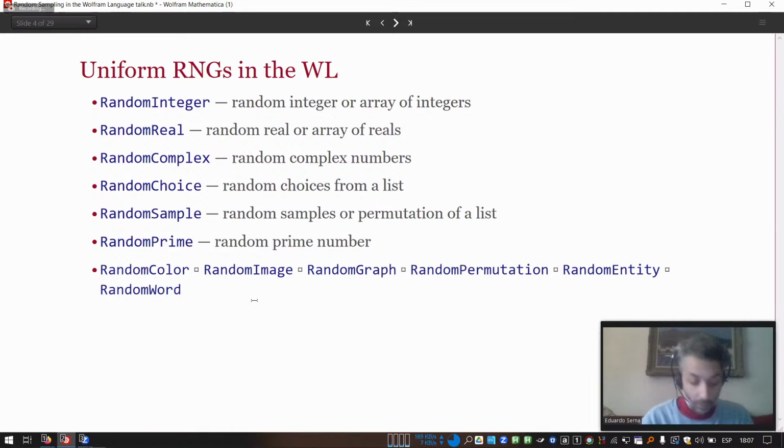Okay, so in the Wolfram language, we have a family of functions to sample from different uniform types, or different tasks in this case. So we have RandomInteger, RandomReal, or RandomComplex for numbers. We have RandomChoice and RandomSample for lists, with or without replacement. We have RandomPrime for primes, and more esoteric stuff like RandomColor, RandomImage, etc.